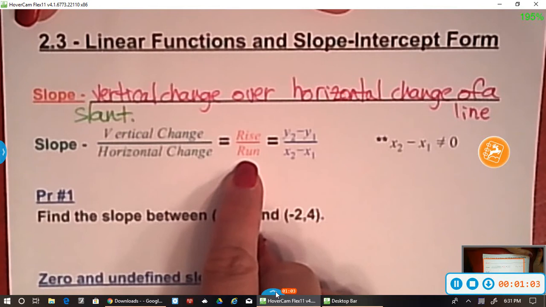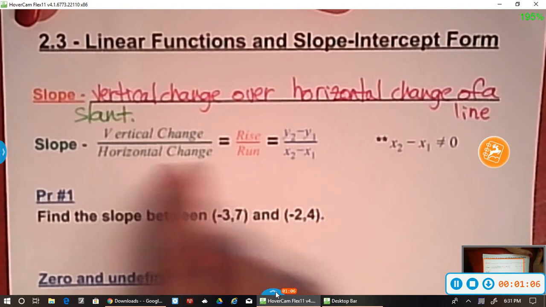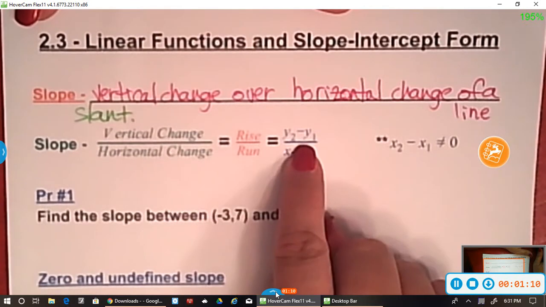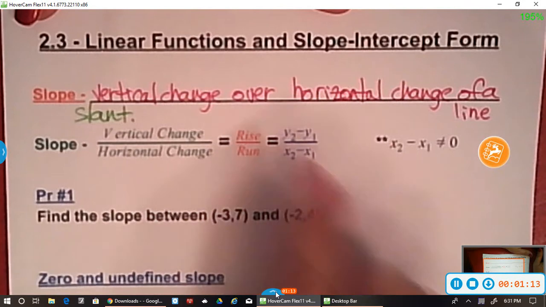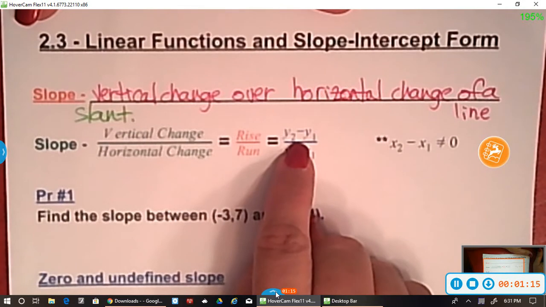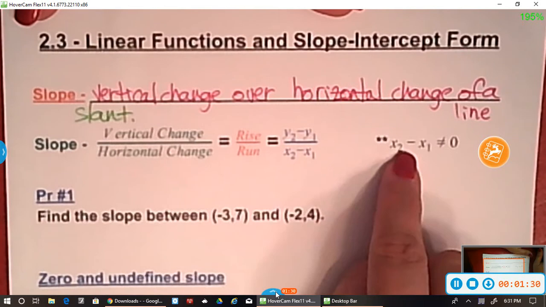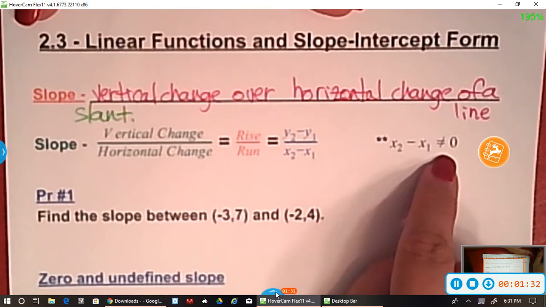Well, vertical is up and down. Horizontal change is side to side. Okay? So here's your formula. Remember, your y's go up and down, so that's why you take this difference in your y values on the top. Your x values go side to side, which is horizontal, so that's why the difference in your x values is on the bottom. Now, another little part of this is when you subtract your x values, it cannot equal 0. And we'll get to a problem that looks like that in just a few minutes.